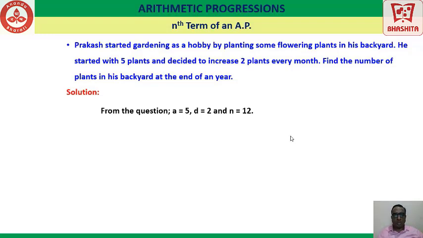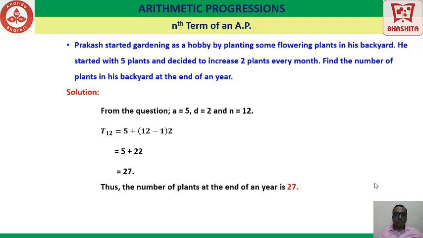Yes. What would you do? a plus n minus 1 into d. That is 5 plus 12 minus 1 into 2. 12 minus 1 is 11. 11 times 2 is 22. 22 plus 5 will give us what? 27. So the number of plants at the end of a year is 27.